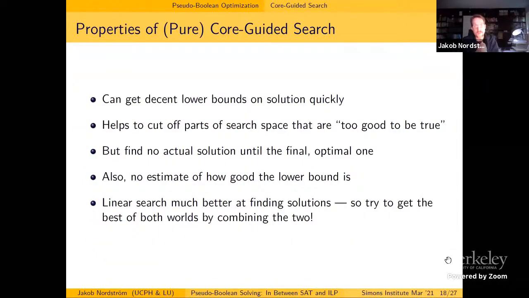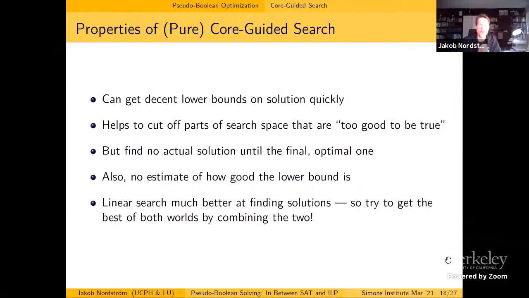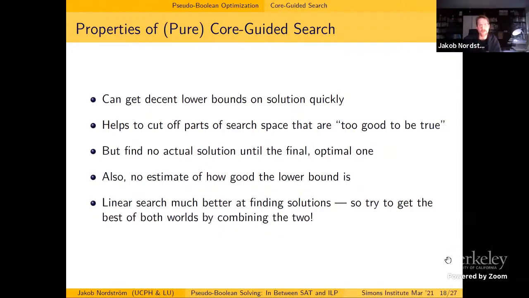So this means that I work with lower bounds, and it turns out that it can be helpful to get good lower bounds, because this helps to cut off the search space. It cuts off places where there's no reason to go. The downside is obviously that you don't find a solution until you have the optimal solution. And for that reason, you don't know how good your lower bound is.